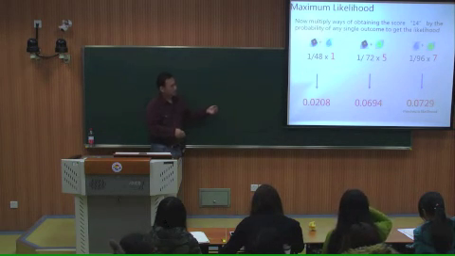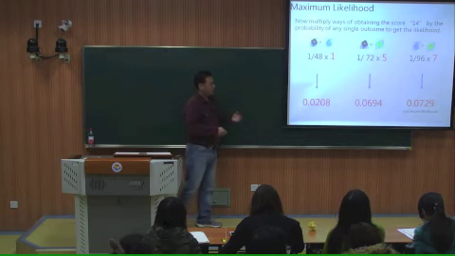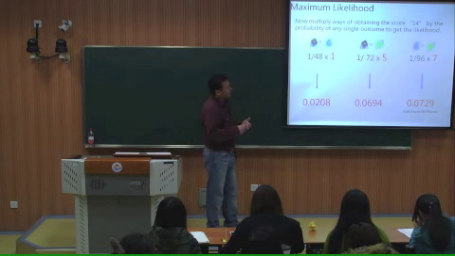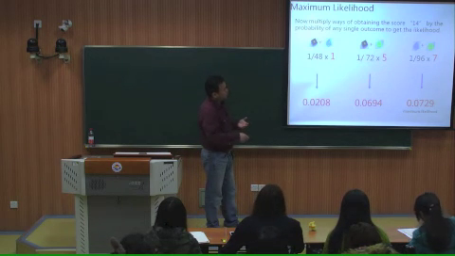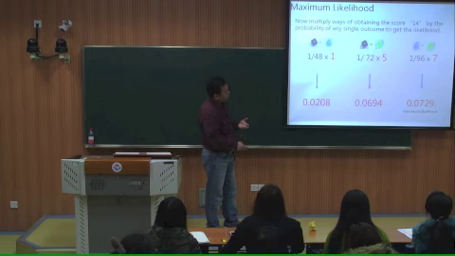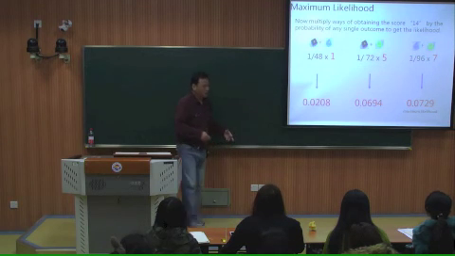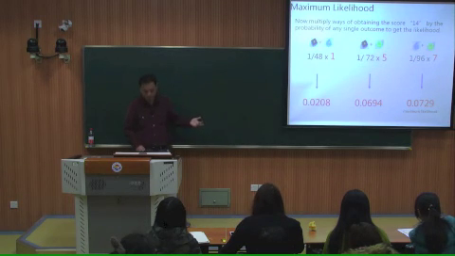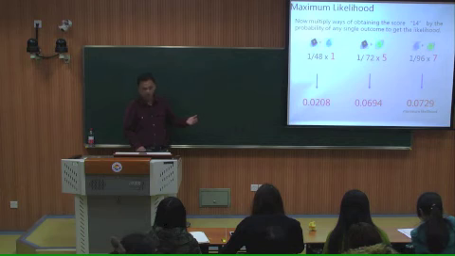So if we substitute the dice, the model, with the phylogenetic tree, and the data, the 14, with the sequence, we calculate the likelihood of the data given the model, then we find the maximum likelihood. Then that will be your ML estimation of the tree.